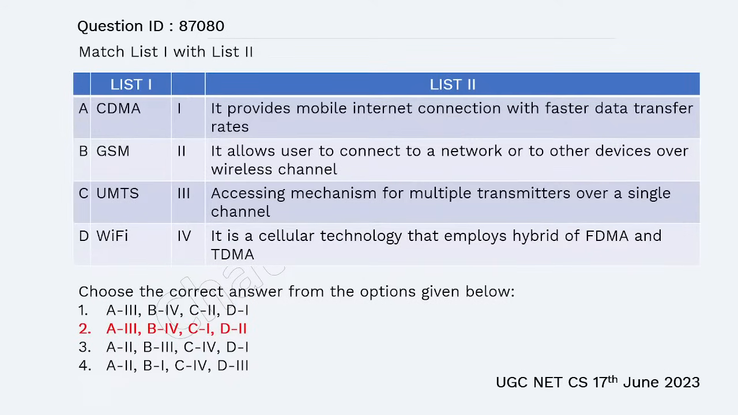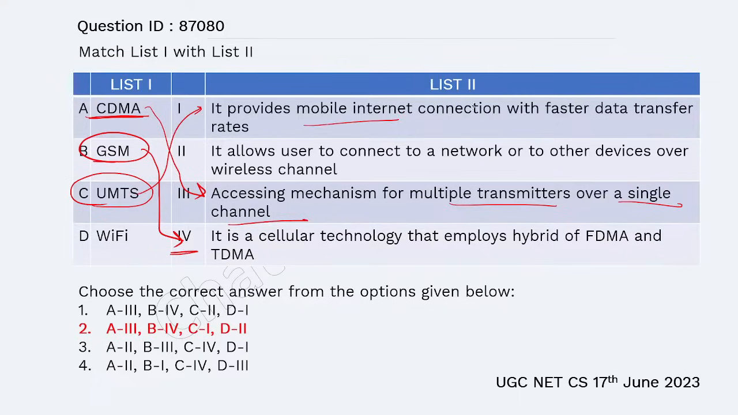Yes, here the answer is CDMA, GSM. GSM very important. GSM is related to your TDMA, time division multiplexing. Remember that. CDMA is related to your access mechanism of multiple transmission over single channel. UMTS provides the mobile network faster transfer rate. Wi-Fi allows the connection without wireless channel. These are the different ones.